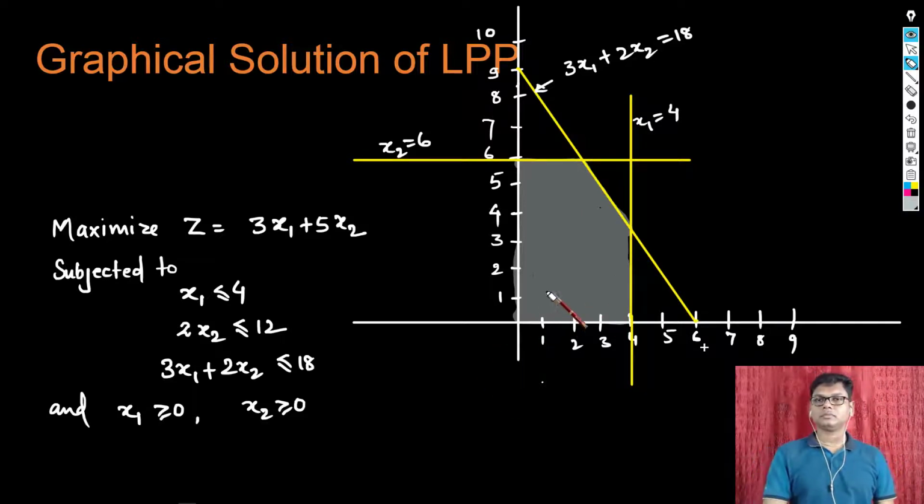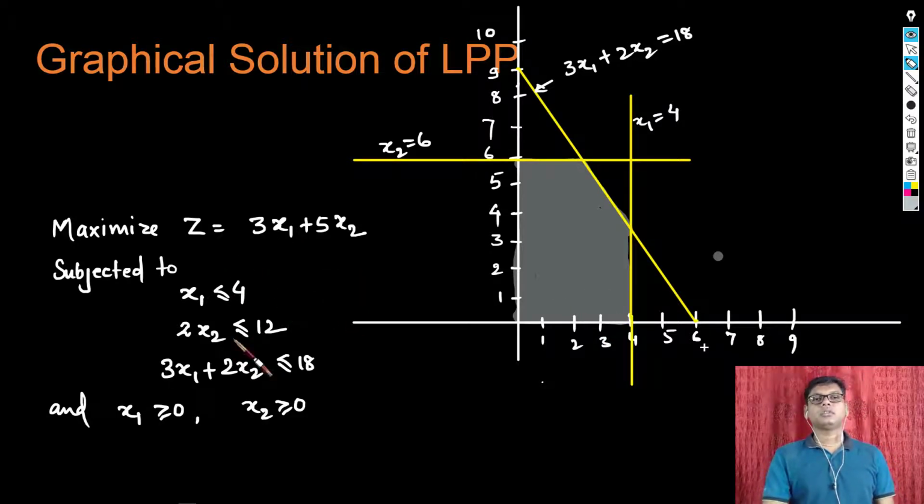Now, within this feasible region, we have to find the x1 and x2 for which z is maximum. We cannot go beyond it. For example, x2 we cannot take as 7, because the constraint says x2 less than or equal to 6, so the maximum x2 can be is 6. Similarly, x1 we cannot go beyond 4, so the maximum is 4. Let's see where the optimum will lie.